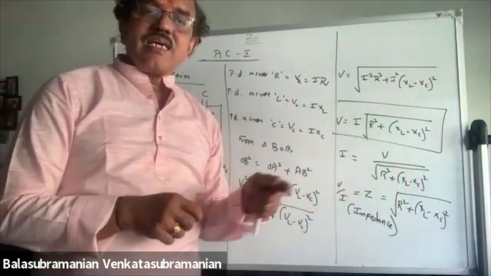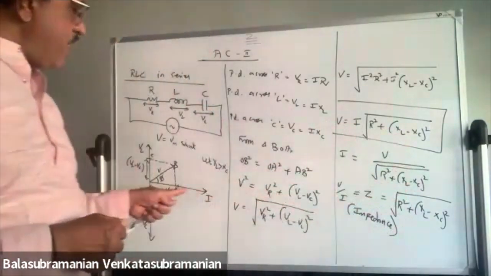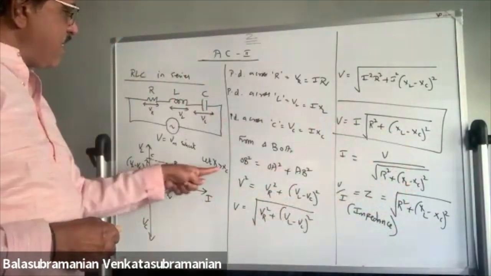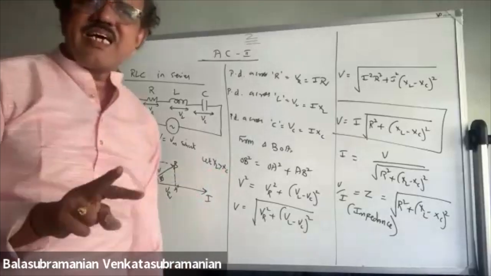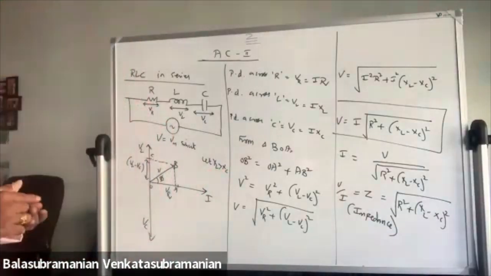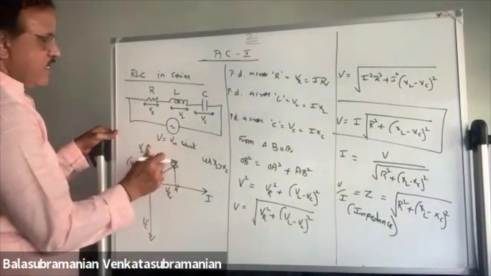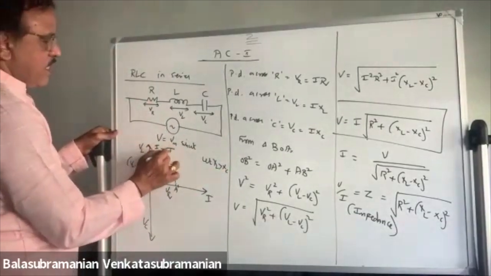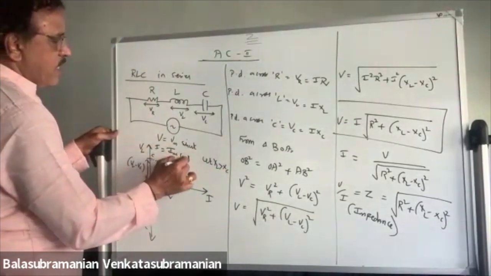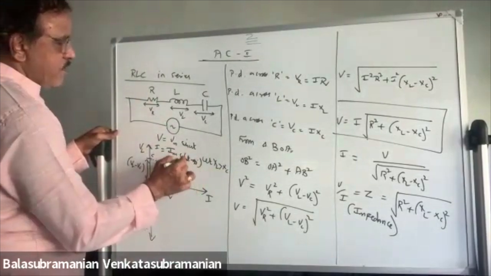So in an inductive circuit, current lags the voltage. If you say XC greater than XL, current leads the voltage. This is V is equal to Vm sin omega t, I is equal to Im sin (omega t minus 90).